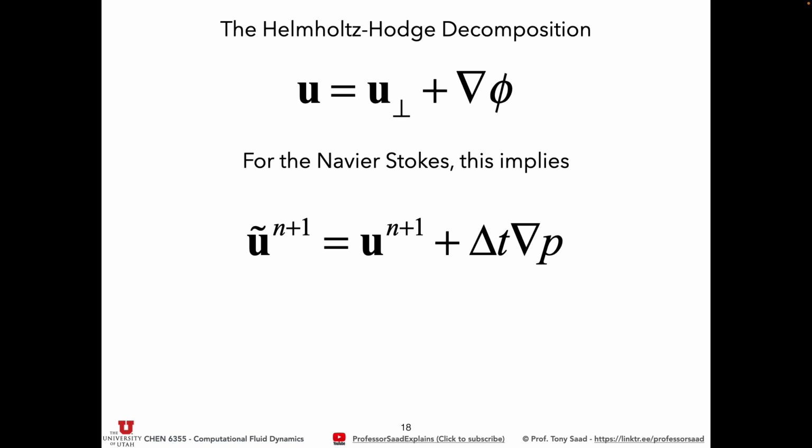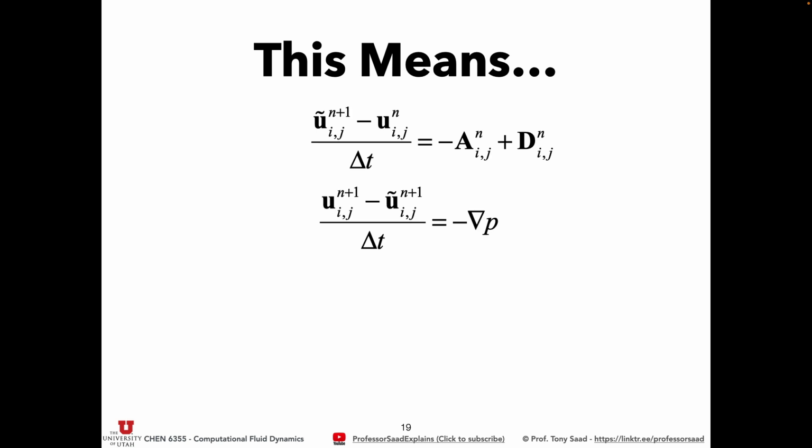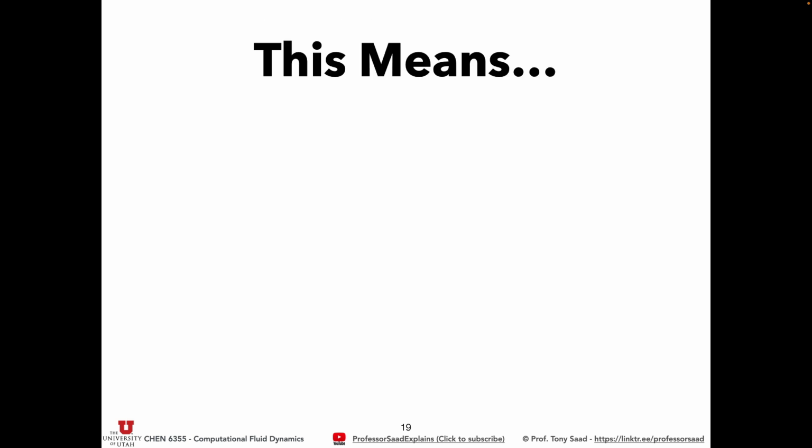You solve the advection diffusion equation without the pressure for u tilde, and you write this down. Now, this will help you derive an equation for the pressure. So let's see what this means. Okay, so again, going back to this one, if you take the divergence, so actually, let me do it on this one.